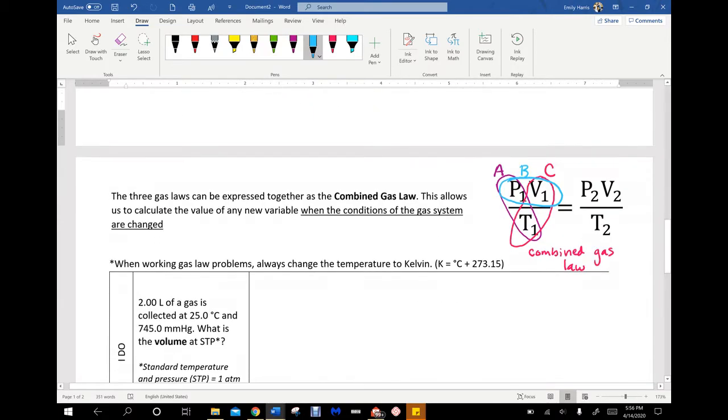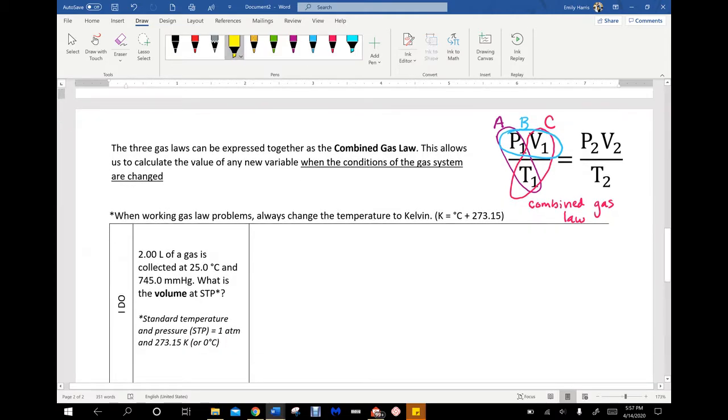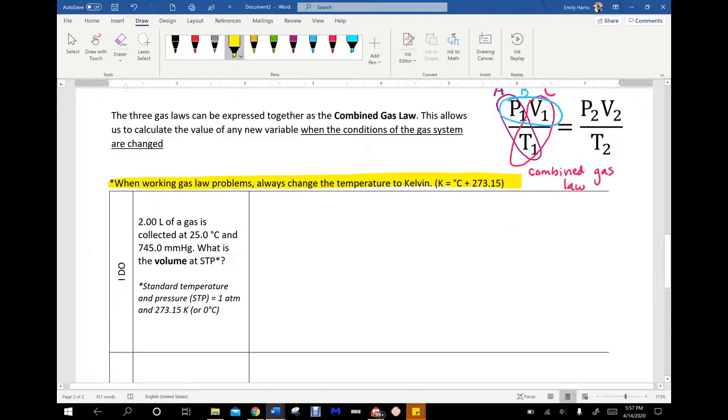All right. And so now what we're going to do is put these laws into action to help us calculate what will happen to the pressure, volume, or temperature when we make changes to a gas. And if you'll put a big star or highlight this portion right here: when we're working gas law problems, you always want to change the temperature to Kelvin. And again, to do that, you'll take your degrees Celsius and add 273.15.